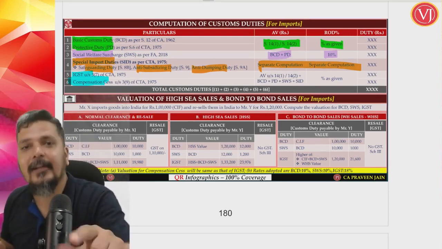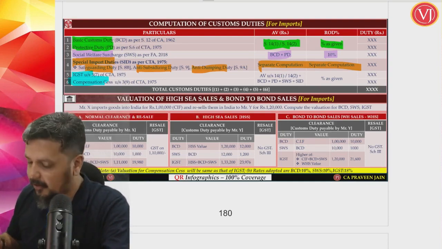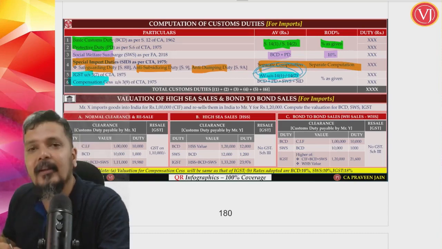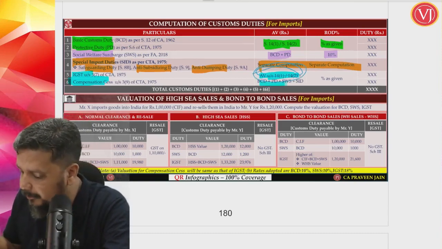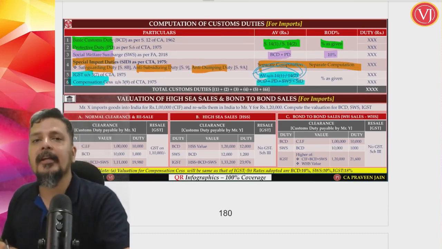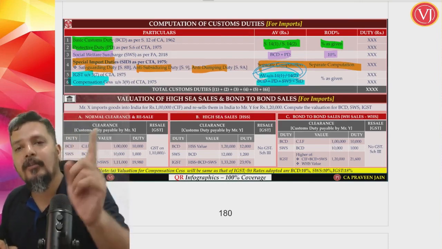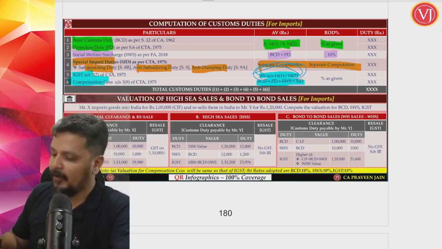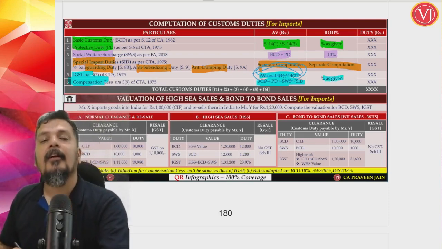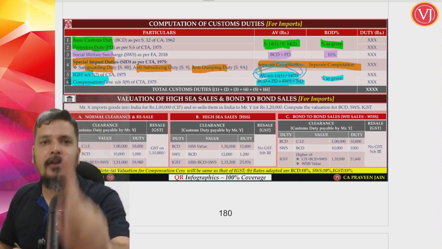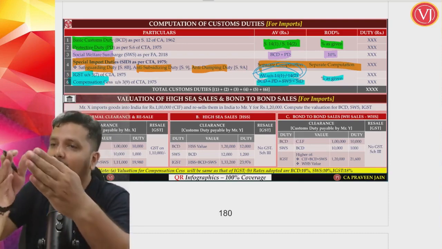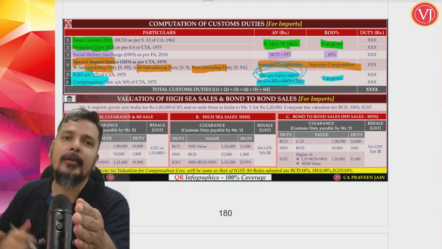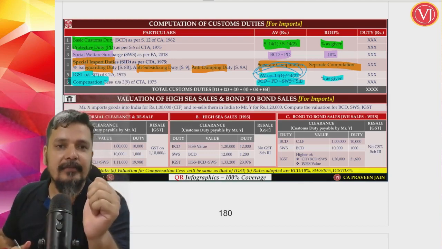It starts with value. The important part is it starts with value plus all the duties, be it BCD or protective duty or social welfare surcharge or special import duties, everything multiplied by the percentage. Make sure that whenever you are working out your duty, have all these columns: particulars, value, rate and duty, to avoid silly mistakes.